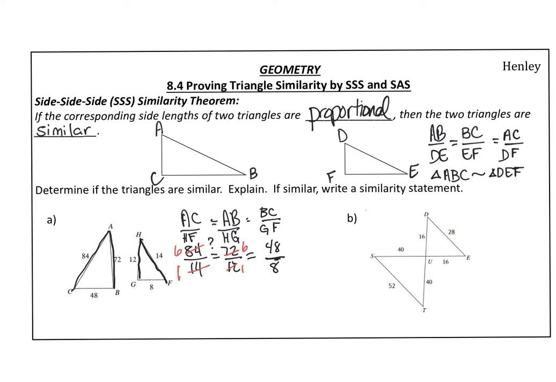Let's check the third. The third, 8 goes into 8 one time, 8 goes into 48 6 times. So yes, they are in fact similar. So we can say yes by side, side, side. And then we can say that triangle ABC is similar to triangle HGF.